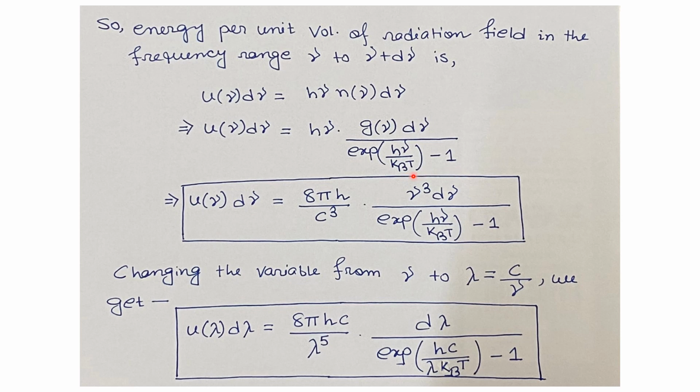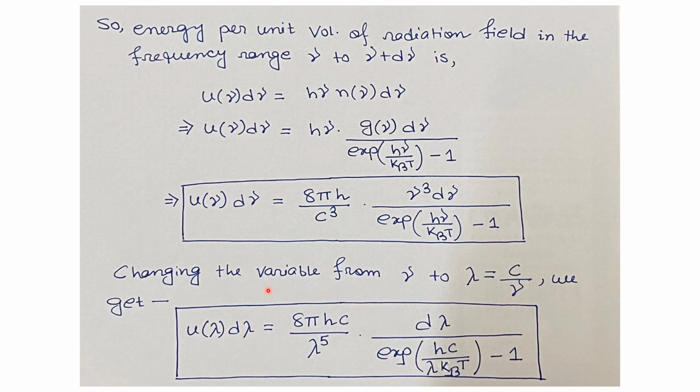If we put the value of g(nu), that is the density of states of photon gas, then we have the energy per unit volume of the radiation field, u(nu) d nu equals 8 pi h by c cubed times nu cubed d nu divided by exponential of h nu divided by kBT minus 1.